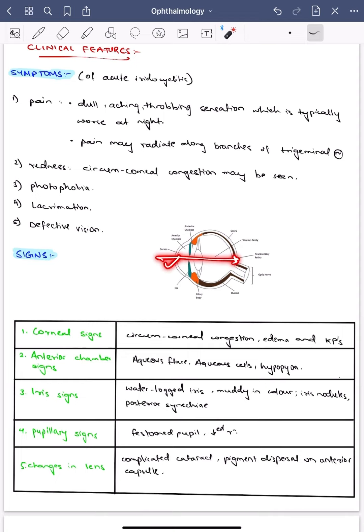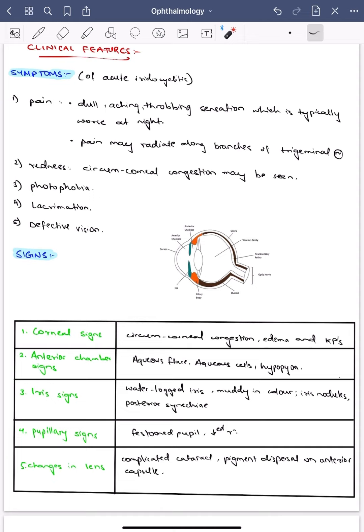So we have corneal signs, anterior chamber signs, iris signs, pupillary signs, and changes in the lens. Now the corneal signs are circumcorneal congestion, edema, and keratic precipitates. Then we have the anterior chamber signs, which are aqueous flare, aqueous cells, and hypopyon, and the changes in the depth of the anterior chamber. The iris signs: muddy brown waterlogged iris. Iris nodules may be present, and important is posterior synechiae.